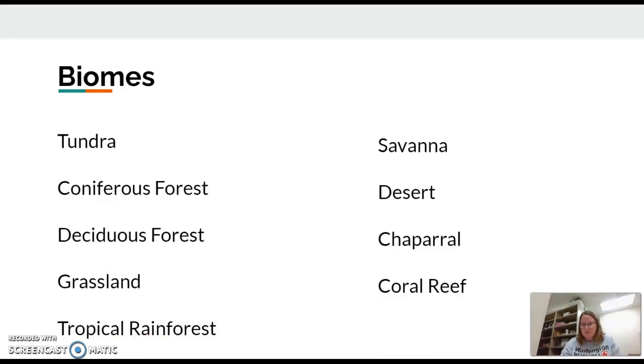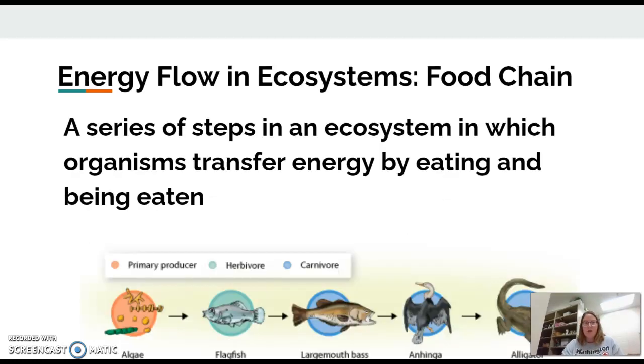So again, here's those biomes to choose from. And I will upload a document explaining how to do this by Monday. I would like this biome project due by Wednesday, please. So that would be the 23rd, I think. Yes, Wednesday the 23rd. Okay, so now we're going to talk about food chains and food webs.